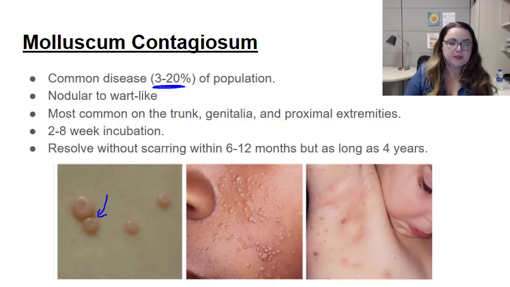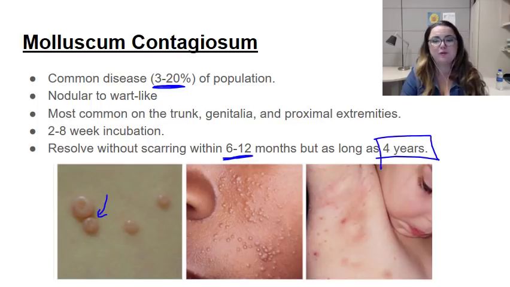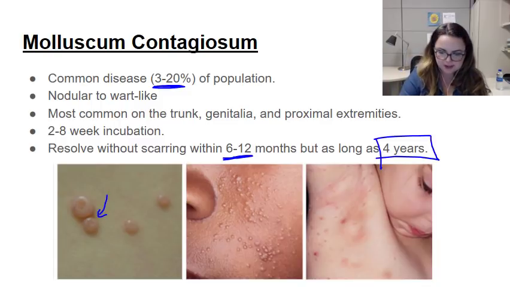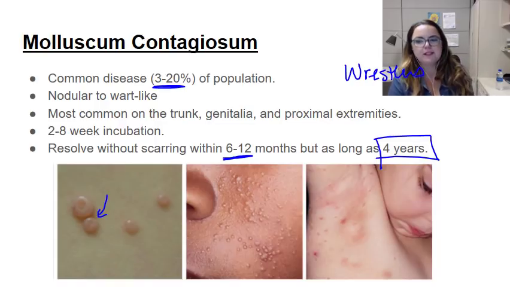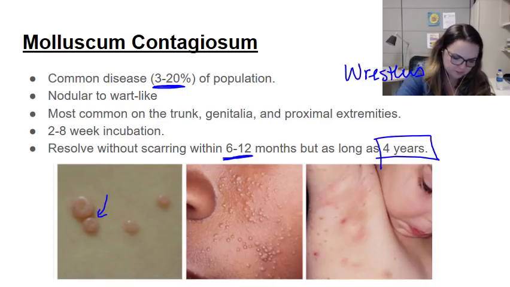The nodules are typically going to resolve on their own, but it's going to take time, 6 to 12 months, and in some cases as long as about 4 years. The disease is much more common in children than adults, and also in wrestlers. This is one of those ones that we see in them. But its incidence is increasing in sexually active and immunocompromised individuals, so something to look out for there.